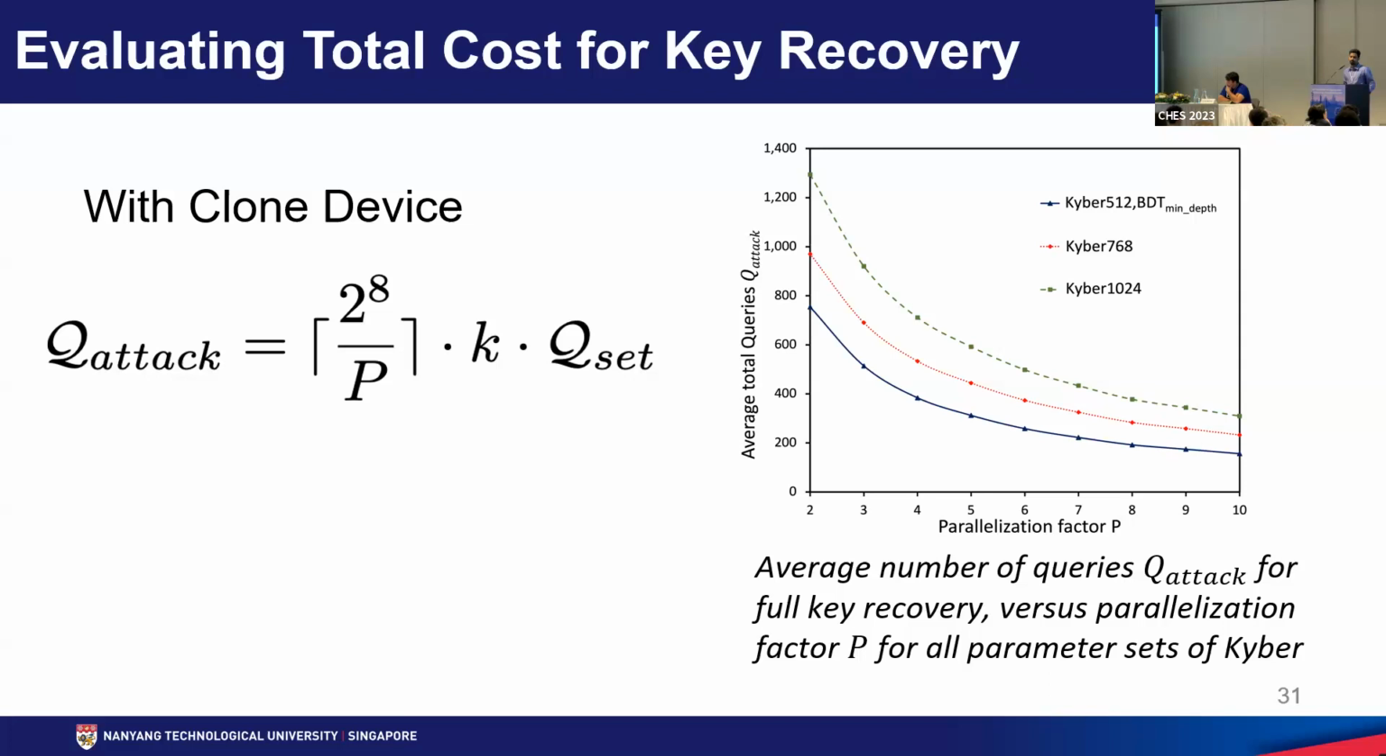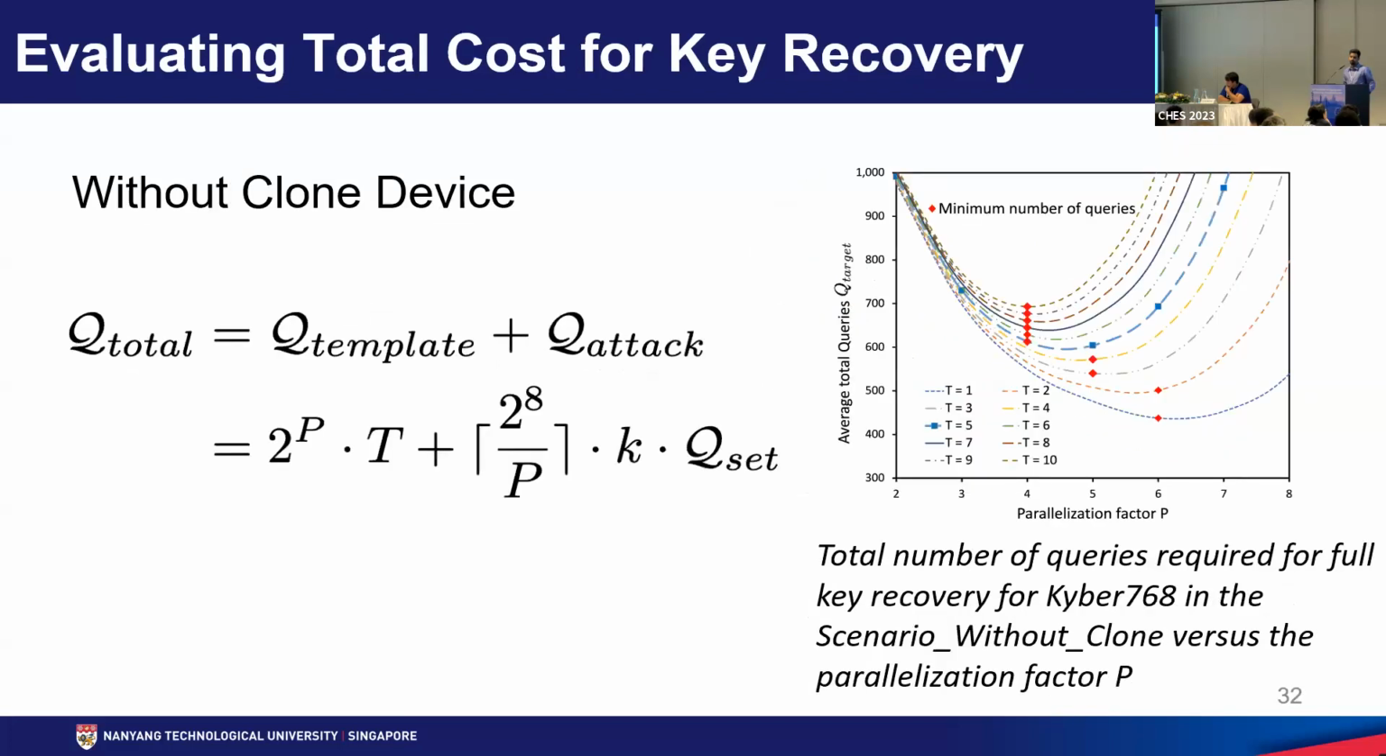So it is straightforward. But when you are performing the template profiling phase on the target device itself, in case you don't have a clone device, you cannot just increase the parallelization factor. It depends on the number of attack traces required to do the profiling. So for different t, you need to choose the optimum p to perform the attack. We performed all our attacks with t is equal to 5, which is our experimental capacity.